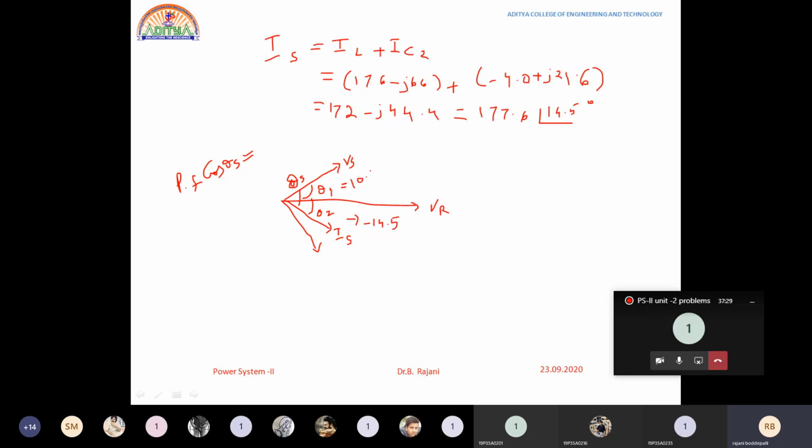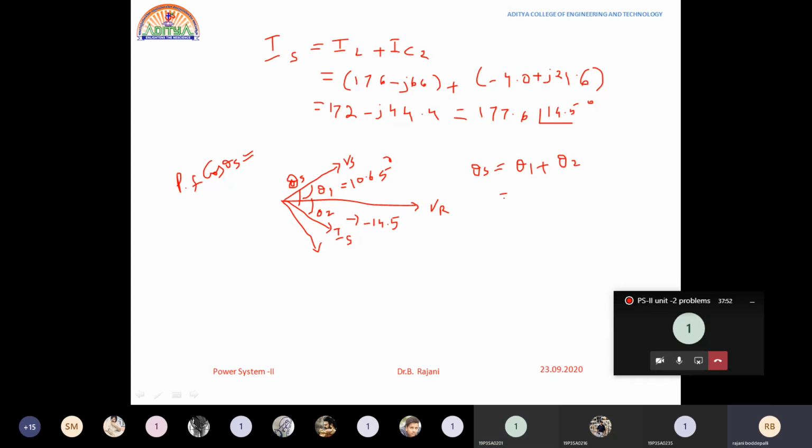10.65. If you add this, theta S is equal to how much? Theta S is equal to theta 1 plus theta 2. Are you getting me, all of you? This is theta 1 plus theta 2.